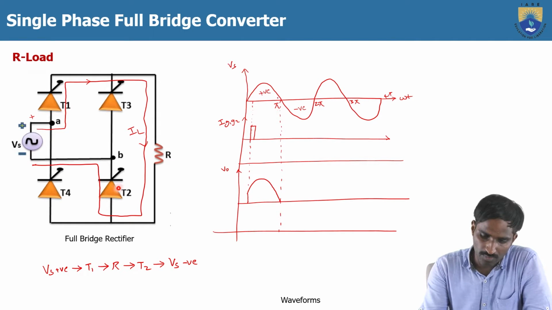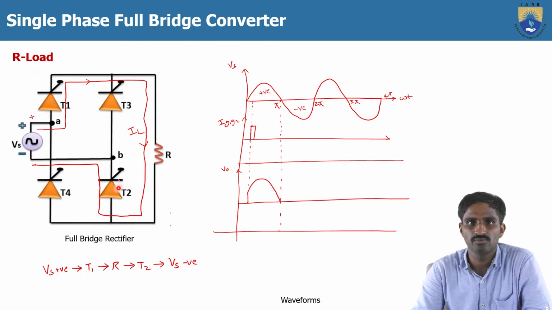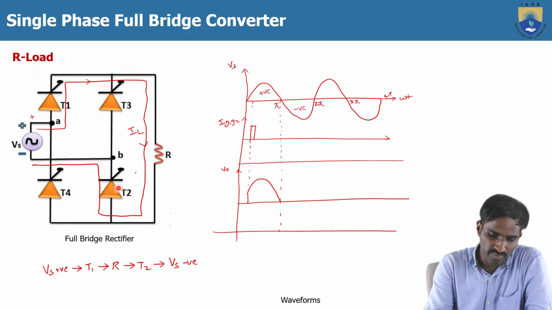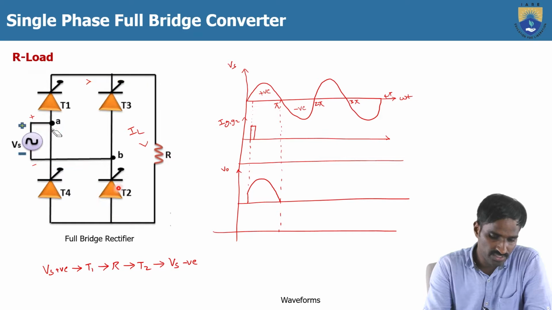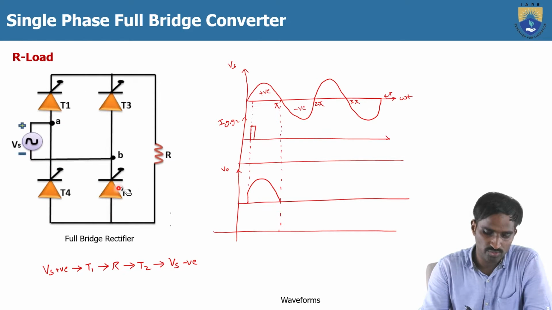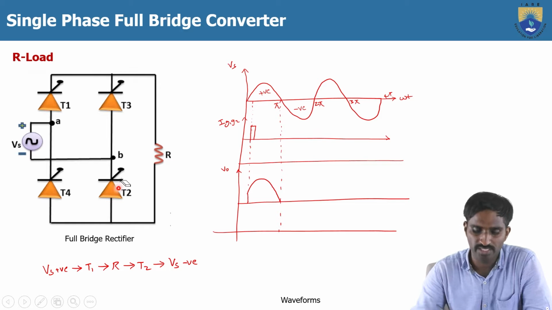Then up to pi degrees, after pi, immediately the reverse biased voltage is applied across the T1 and T2. Then the forward biased voltage is applied across the T3 and T4. So when the reverse biased voltage is applied across the T1 and T2, the T1 and T2 will get turned off at pi.